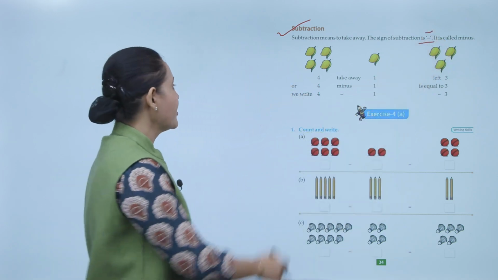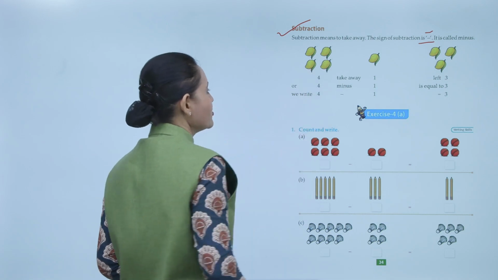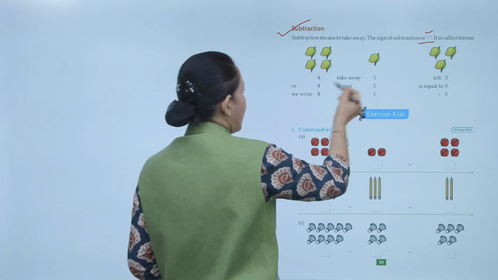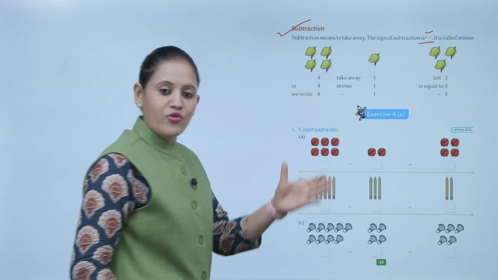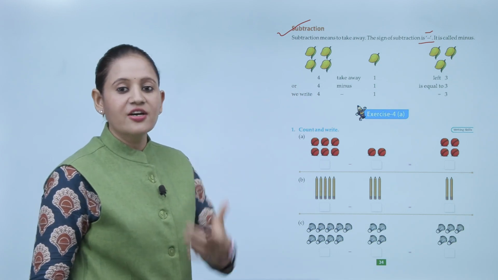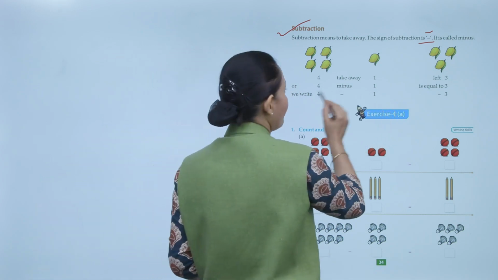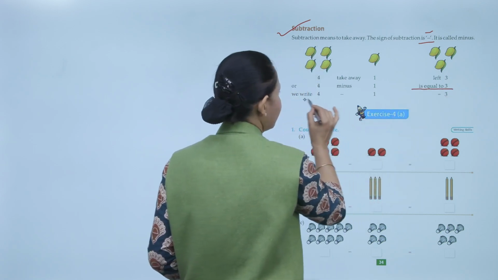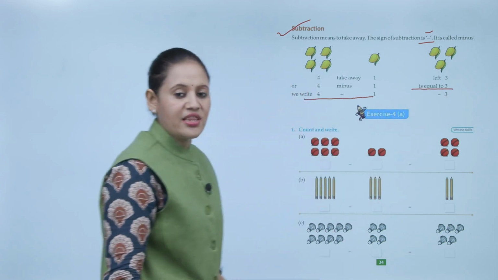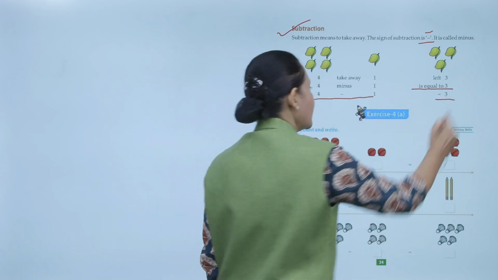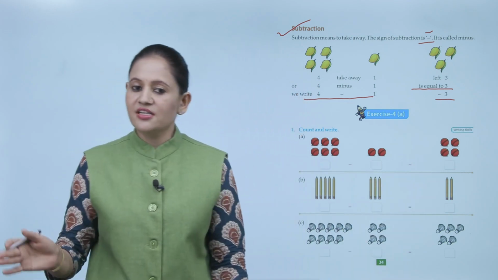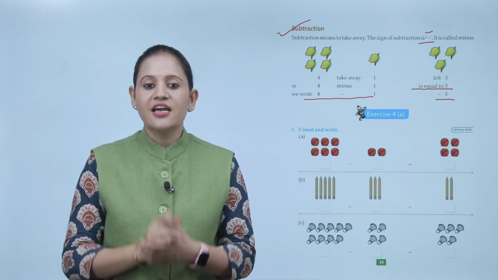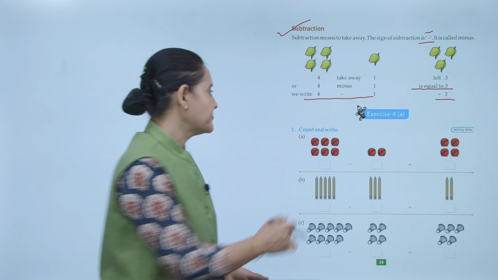So here, total 4 mangoes. Out of that 1 take away. 4 में से एक निकाल दिया तो कितने रह गए? 3 mangoes. So 4 minus 1, that is equals to 3. We can write it like this. 4 minus 1, that is equals to 3. This is called the subtraction. Clear? Next is exercise 4a.